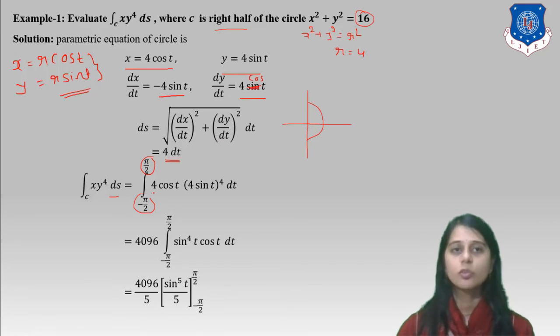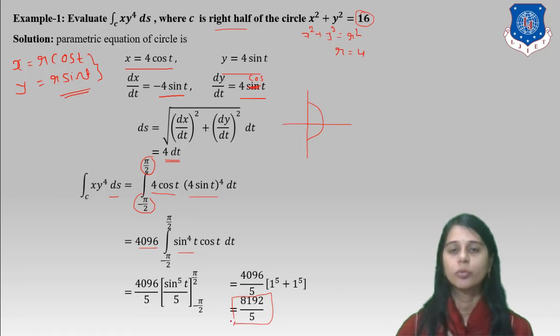What is x? x is 4 cos t, and y raised to 4 is (4 sin t)⁴. 4⁴ into 4 gives 4096. Now it is sin⁴ t into cos t, which is a function multiplied by its differentiation. The integration is sin⁵ t by 5. Put the upper limit minus the lower limit. We get the answer as 8192 by 5. So this is the answer of this integral using line integral.